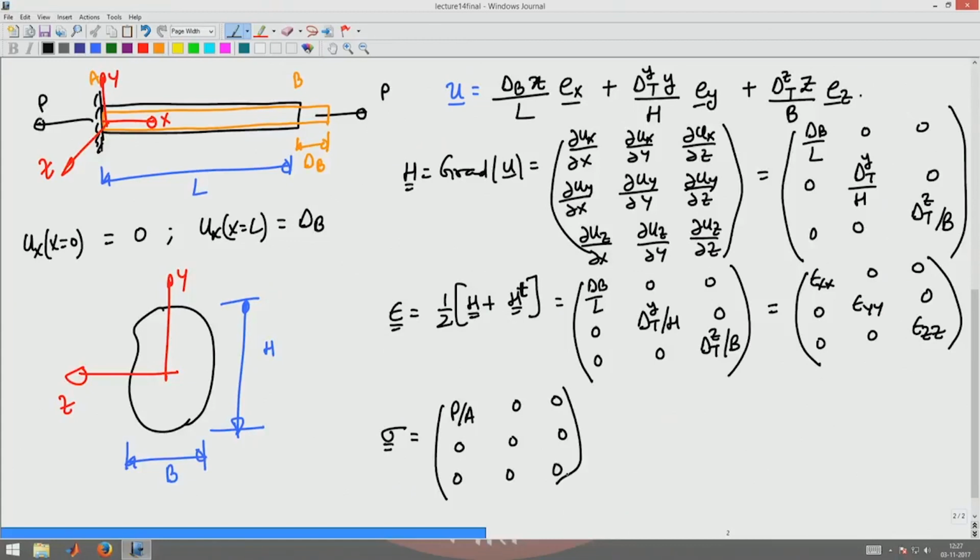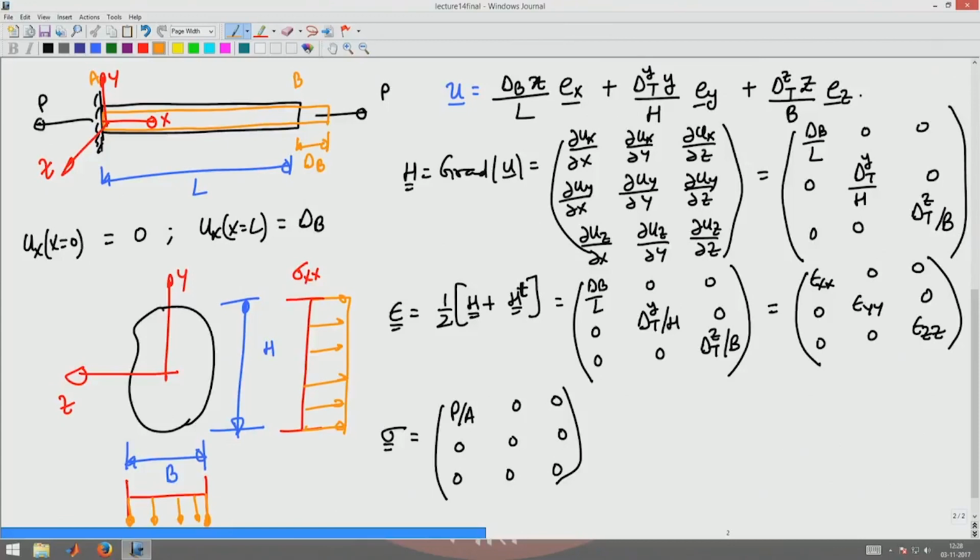This is because I am assuming that the variation of sigma xx, which is the component of stress due to the applied force, is uniform along the depth, and it is uniform along the width of the cross section, or it is uniform over the entire cross sectional area. That is the assumption that I am making in here.